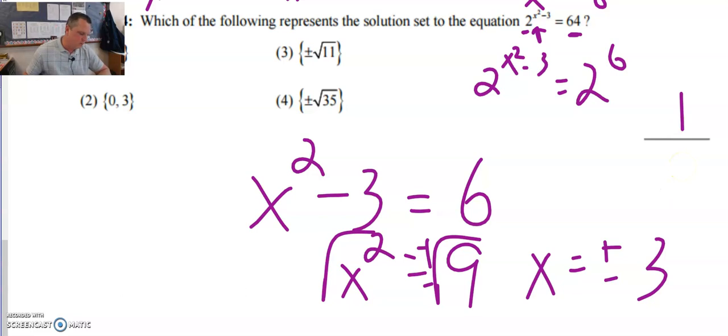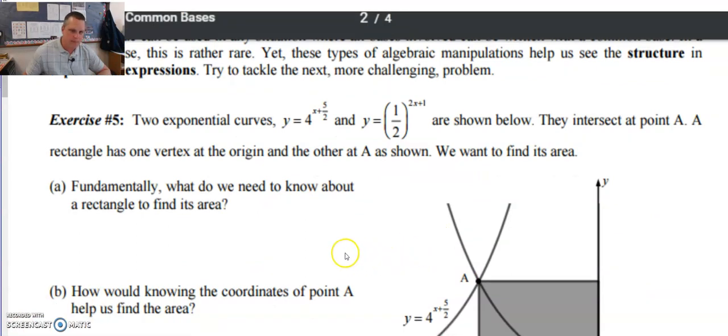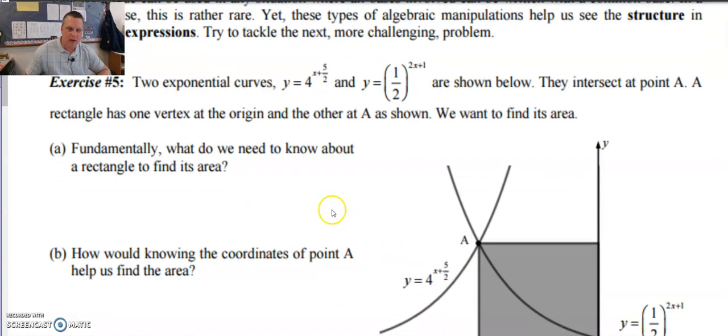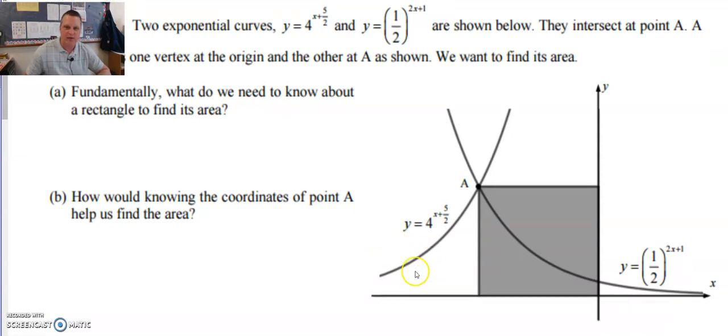I'm doing all right. The next one with the curves here, 2 exponential curves. Here we are. We have them graphed, shown below. They intersect at point A. We want to find the area of the rectangle. Okay, the area of the rectangle. So you construct these curves. This is 0, 0.